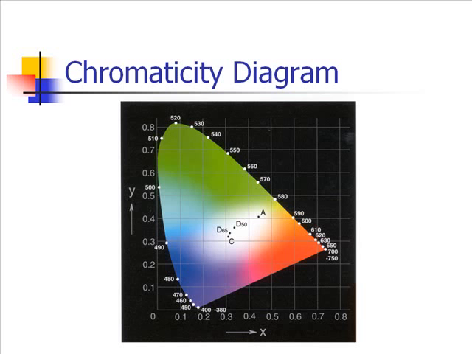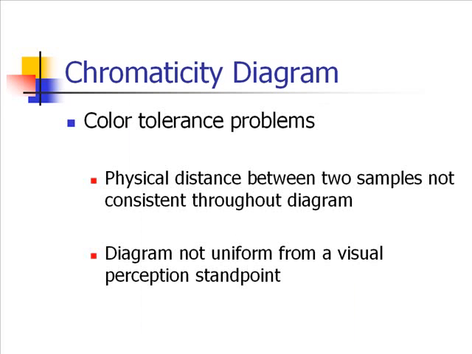We use the number called purity, and then if we draw a line from the light source through the sample and then intersect the line with the wavelength numbers on it, that gives us our dominant wavelength. So those are kind of what the numbers mean. There are some problems, though, with using this diagram for tolerance. The physical distance between two samples is not consistent throughout the diagram. The diagram is not uniform from a visual perception standpoint.